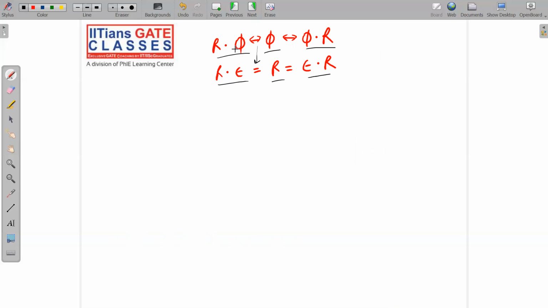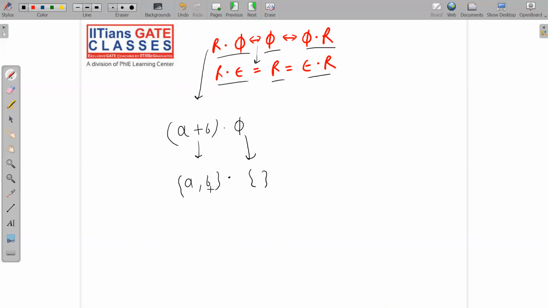Okay, now let's jump here. R dot phi is equivalent to phi. Why? How can I say it? You can take any regular expression, like a plus b, and concatenate it with phi. If R is a plus b, what regular language does it represent? A comma b within brackets. Now what regular language does phi represent? Nothing, that is the empty set.